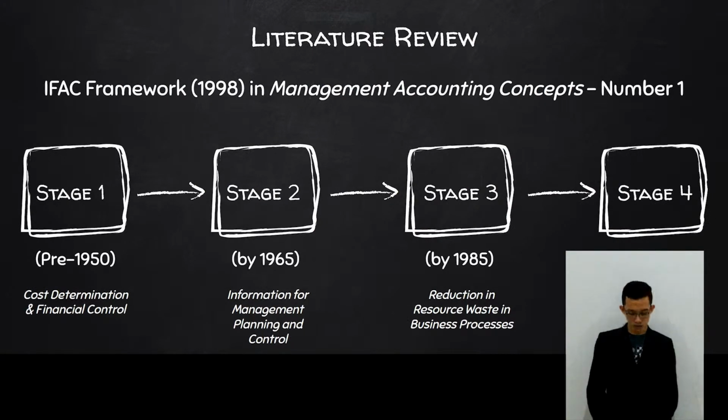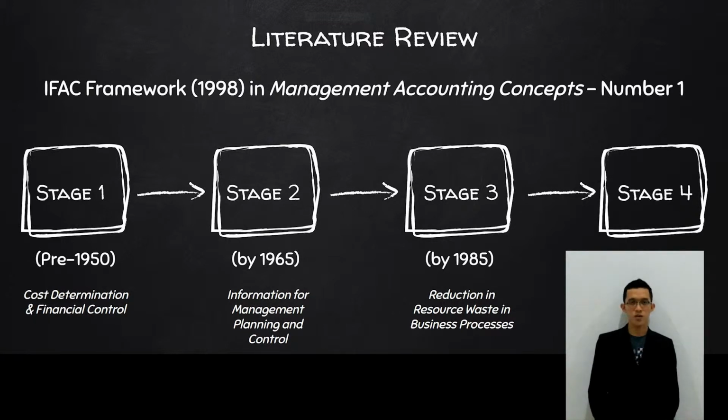For our literature review, we use the IFAC framework 1998 of the management accounting concept number 1. The statement discusses how management accounting has evolved during the past several years. So they stated that there are 4 stages. The first stage is before 1950. So most management accounting focused on cost determination and financial control. So they just wanted to know the cost and how to control their financial things.